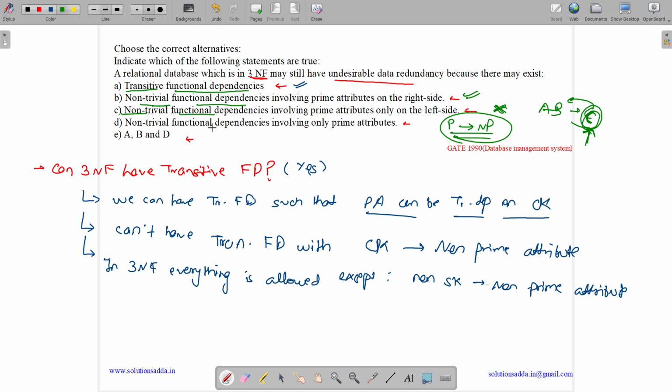Option D, non-trivial functional dependencies involving only prime attributes. Yes, everything is allowed except for this: a non-super key cannot determine a non-prime attribute. We can have non-trivial functional dependencies involving only prime attributes. The example is this only. A, B, and C all are prime attributes. So D is also true. So the answer is options A, B, and D. So answer is option E.